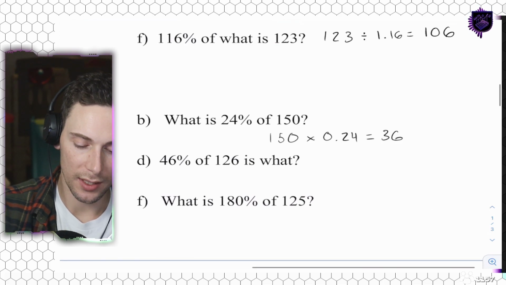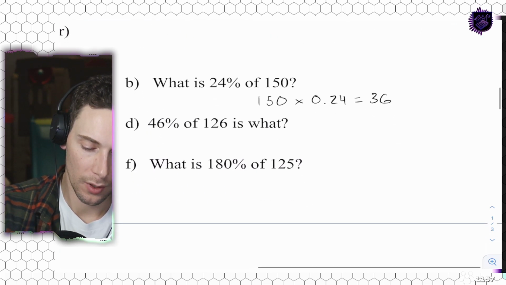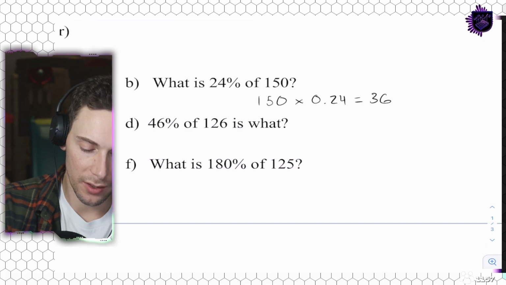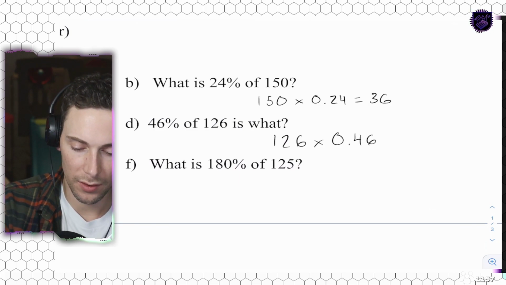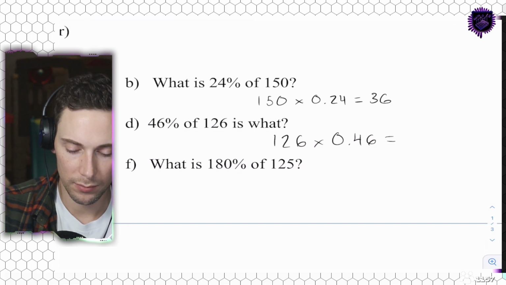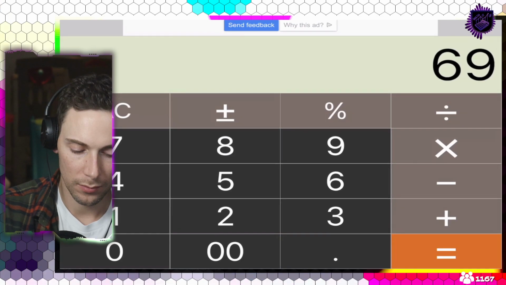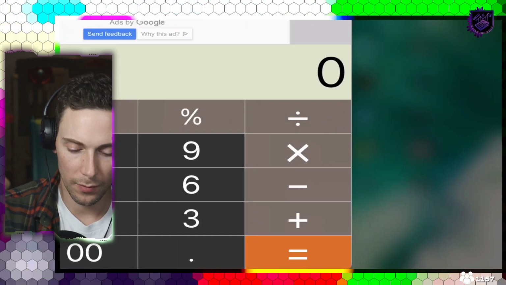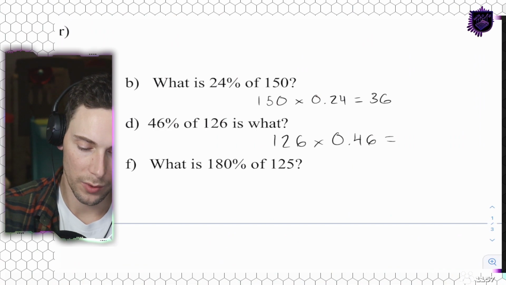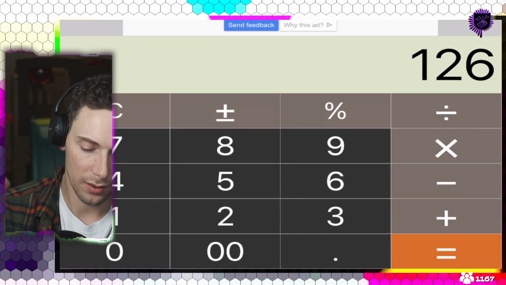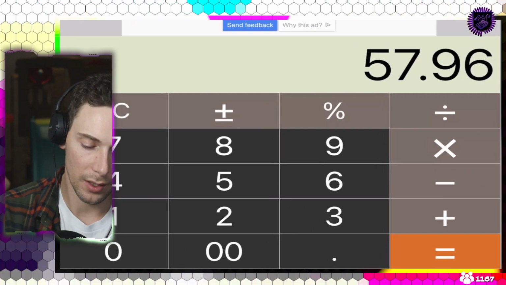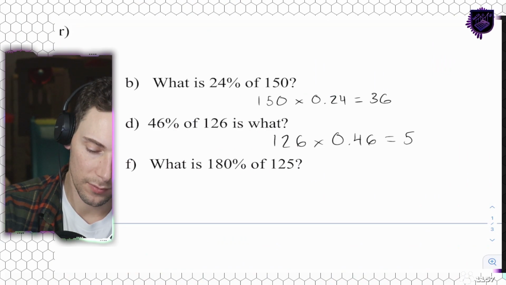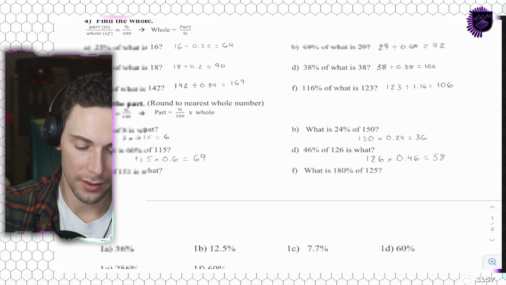46% of 126. 46% of 126 is 126 times 0.46. And that's going to equal, what's the number? 126 times 0.46 equals 57.96. We're going to round that up to 58. Last two questions here.